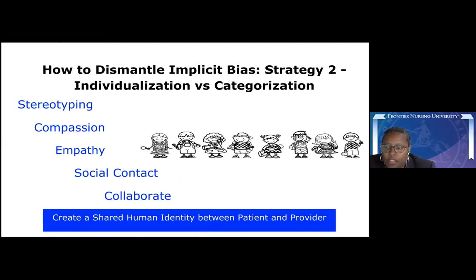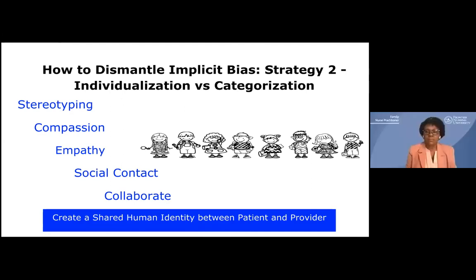The next strategy in how to dismantle implicit bias is individualization versus categorization. So the biggest part of that is stereotype, and we have to deal with the stereotype and refrain from stereotyping. We can fall into it so easily.